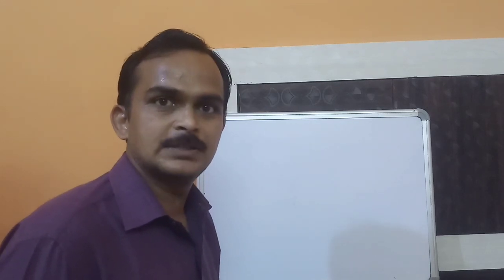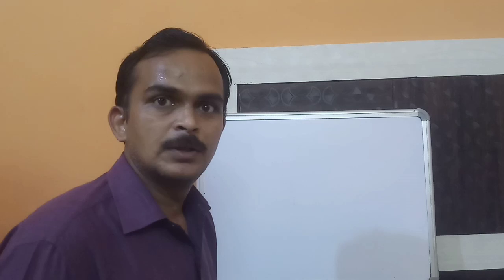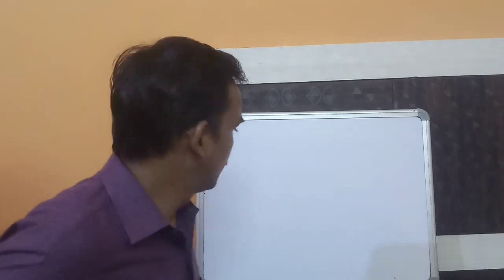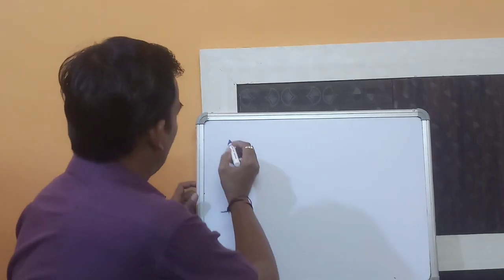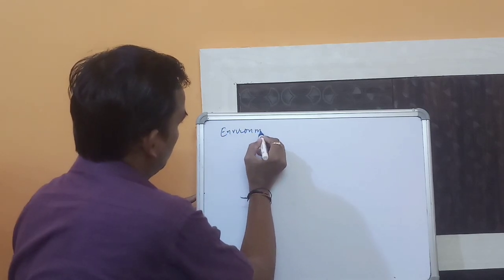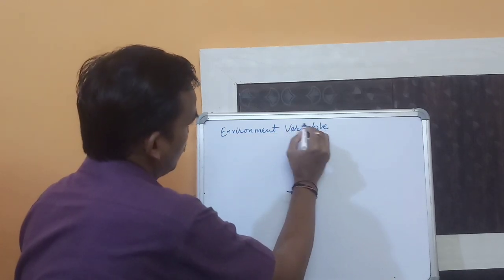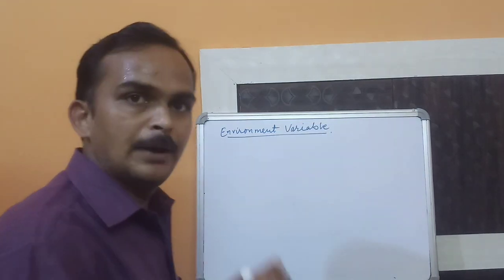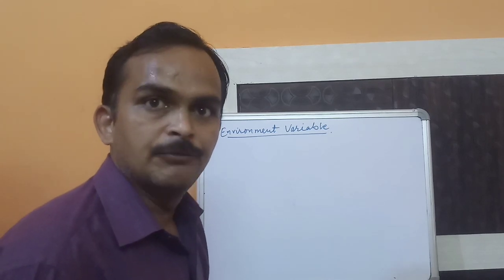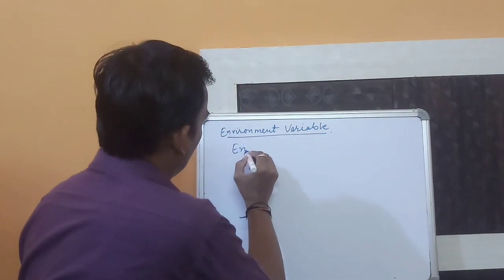In this session we will discuss environment variables. What are the environment variables in the Windows operating system and how can they be accessed by the user? So let's discuss environment variables. Environment variables are the variables that describe the environment in which the program runs. So what is an environment variable?